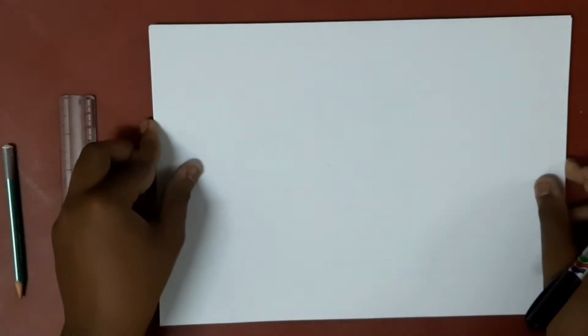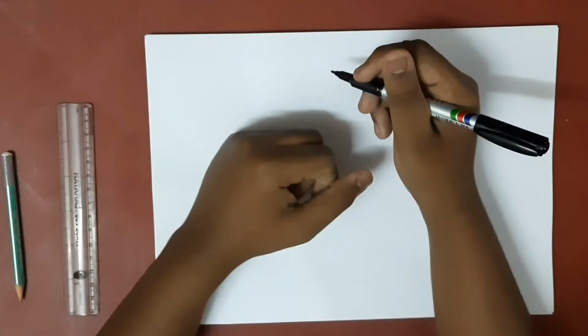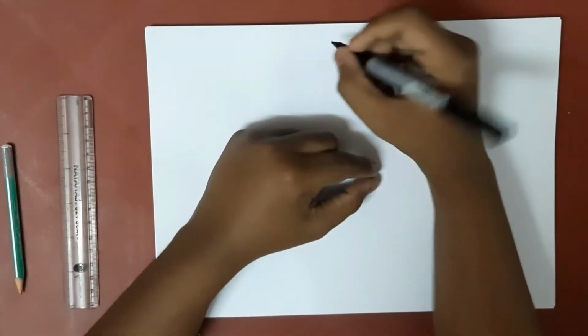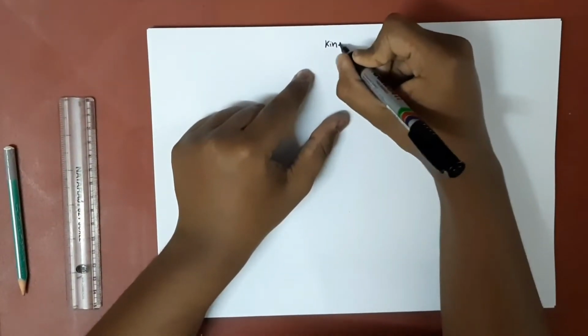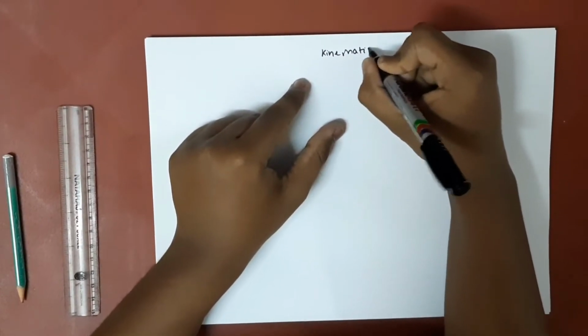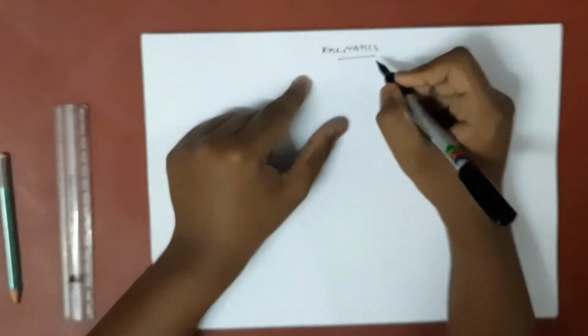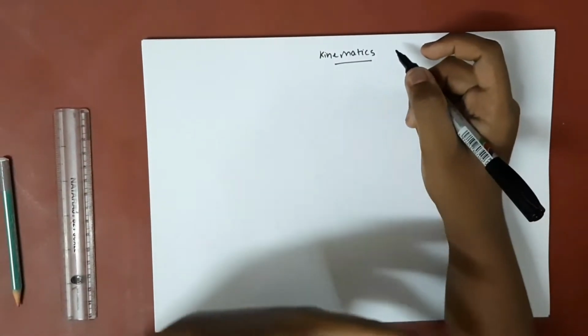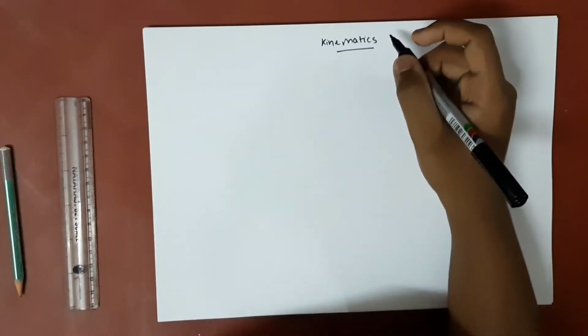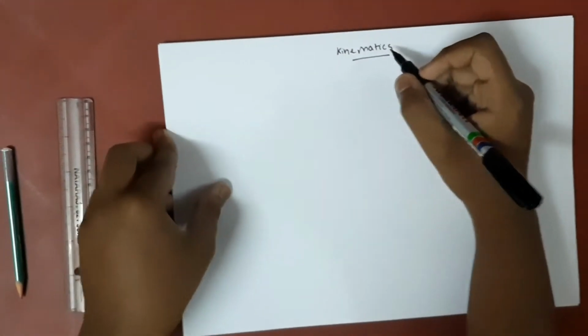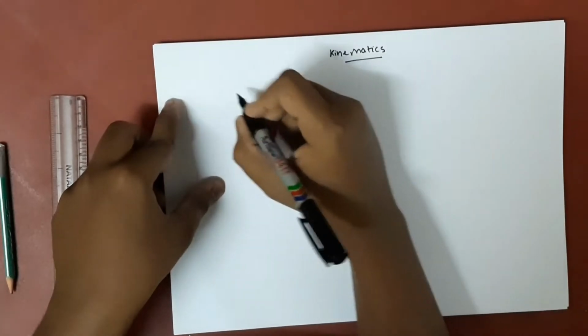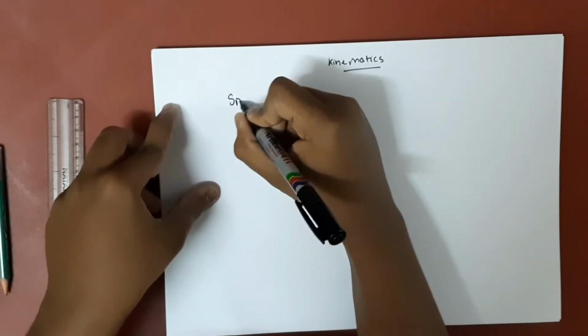So let's begin. Now let's begin with the equations. We focus on motion physics or kinematics. So this will be our heading. Kinematics deals with the motion of bodies. So the first parameter we're going to take a look at is speed.